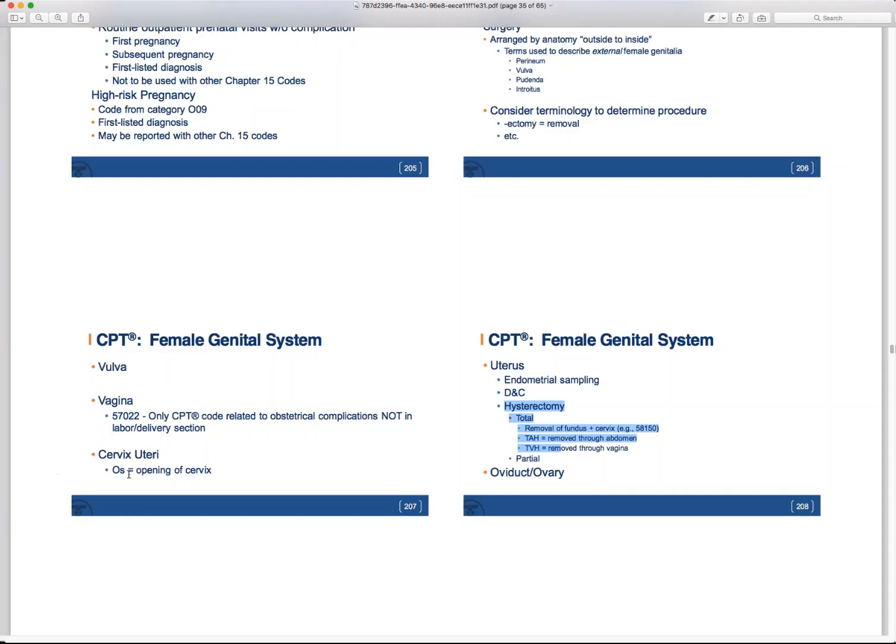Here's an acronym over here on slide 207. OS stands for opening of the cervix.